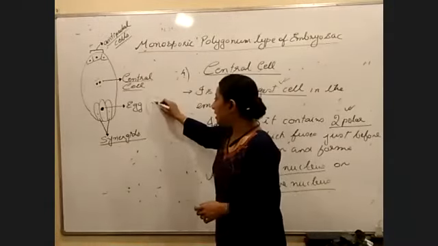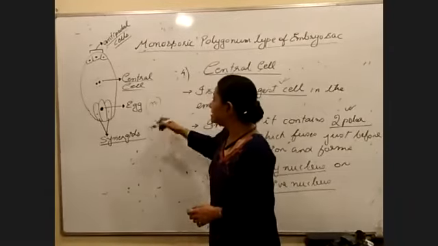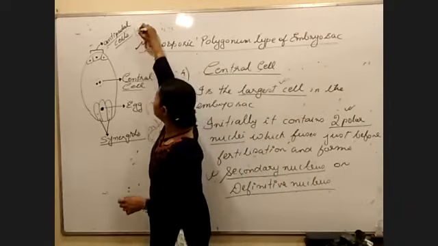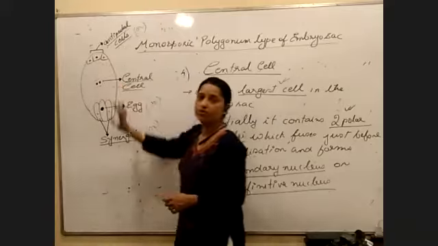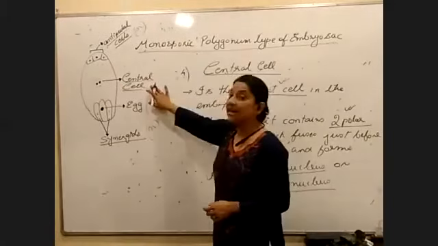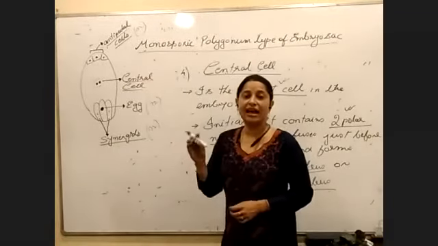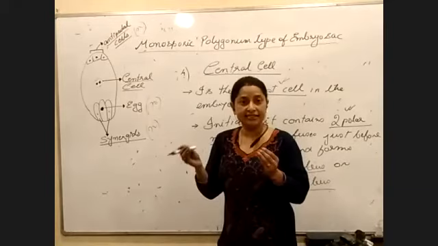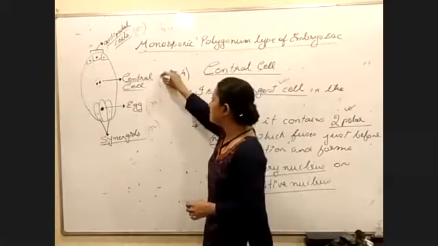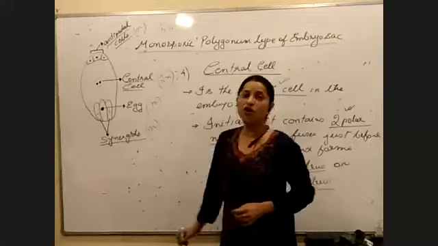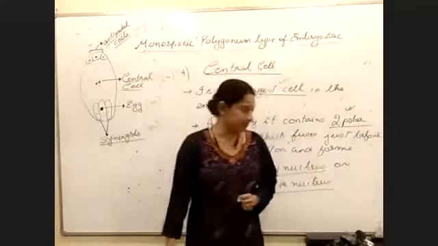So the egg is N, the synergids are N, the antipodal cells would also be N, each cell would be N except the central cell. The central cell will have two polar nuclei, and these nuclei will fuse together, so ultimately they will have a ploidy of twice N. Is the point clear?